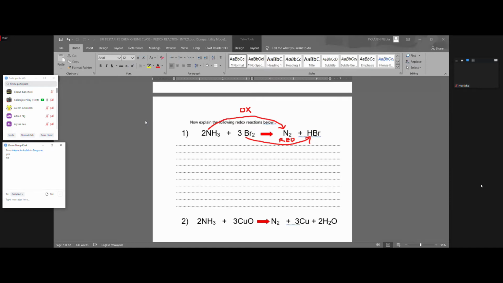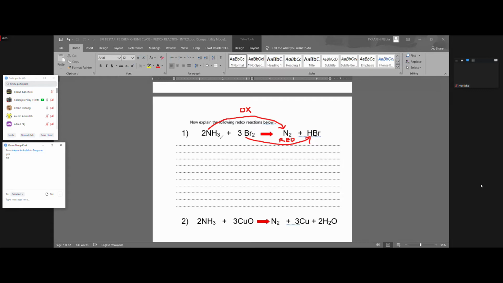Celine, want to try now? Celine, are you ready? Yes. Okay, you try, Celine. Ammonia is oxidized to nitrogen gas. Okay, very good. Nitrogen also they accept. Then? Bromine is reduced to hydrogen bromide. Okay, bromine is reduced to hydrogen bromide.